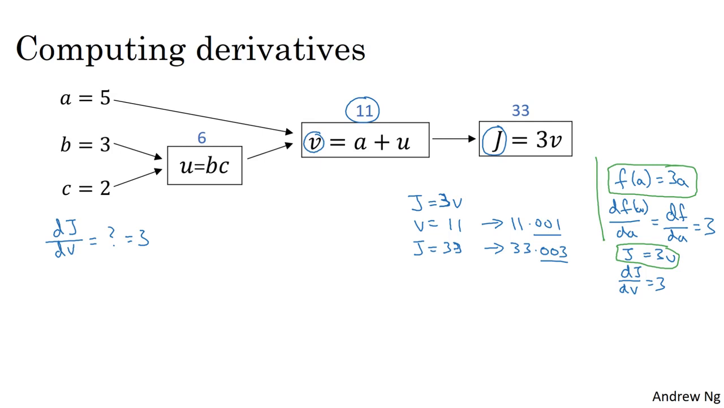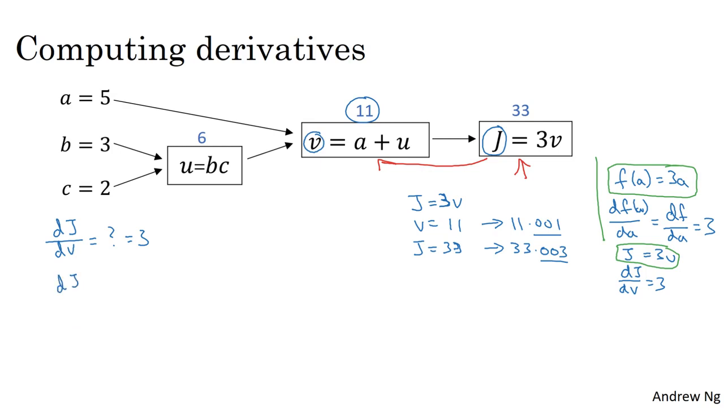So in the terminology of backpropagation, what we're seeing is that if you want to compute the derivative of this final output variable, which usually is the variable you care most about, with respect to v, then we've done one step of backpropagation. So we've gone one step backwards in this graph. Now let's look at another example.